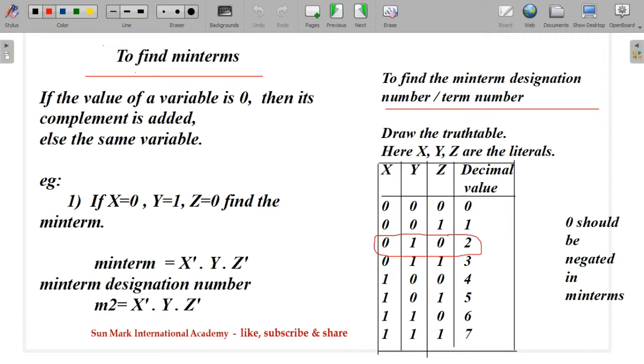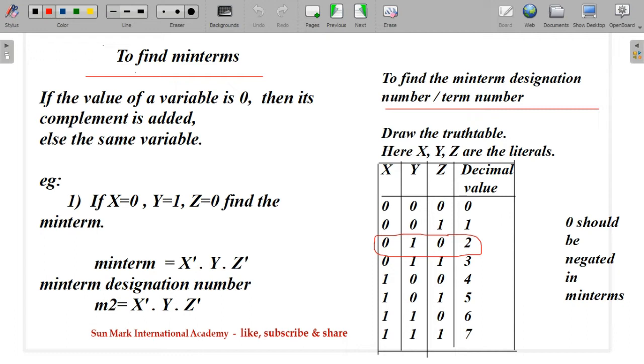Minterm means it's a product. That's why x dash dot y, as the value is 1, the same variable y, dot again z has the value 0. The value of variable is 0 means we need to add the complement. So z dash. Why have we given product here? Because minterm means product of all the literals. So minterm equal to x dash dot y dot z dash, or x dash y z dash. Okay. This is the way we are writing the minterm.